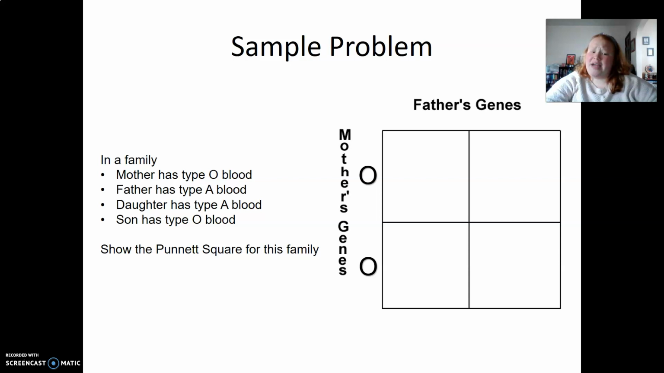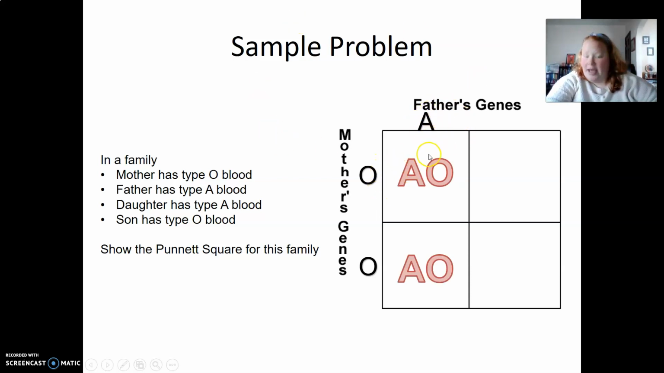And then the father has type A blood. I know that can be AA or AO. Okay, so I'm going to put my A here because I don't know what goes here yet. So the daughter has type A blood, so that would make sense, right? If we cross the father's A with the mother's O's, I get 2 AOs. So 50% of the offspring in this situation would have type A blood, statistically.